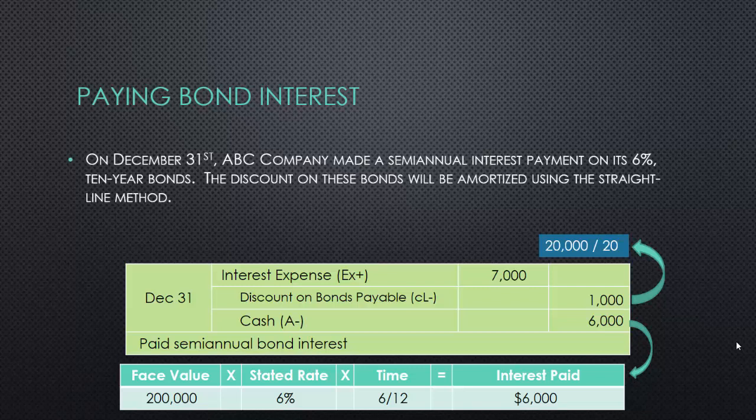And then for your amortization, the original amount of discount is going to be the same. The total amount of payments is going to be the same. Since none of the inputs are changing, the entry to record interest payments on a bond is exactly the same every single time, as long as you're using the straight line method.